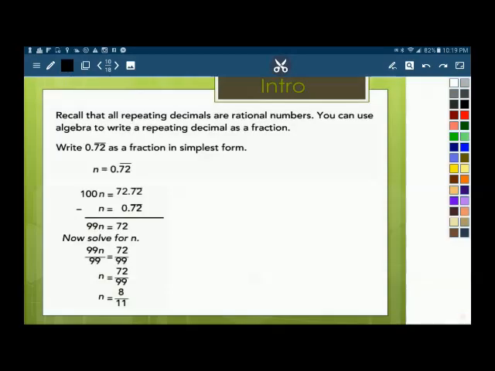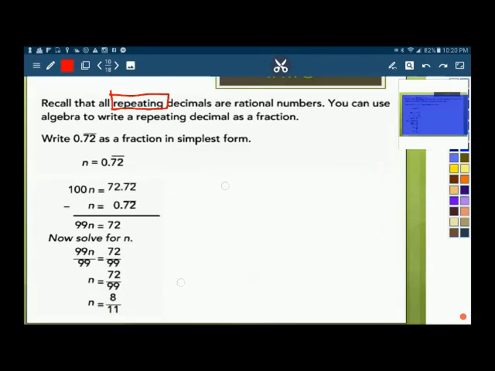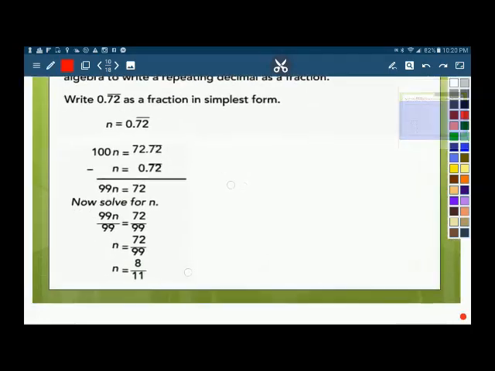Alright, so now we're getting to a little bit of a process here. The introductory for how to do example 3 is on this slide. It says recall that all repeating decimals are rational numbers. Okay, we have done long division to get repeating decimals, but how are we supposed to find a process to change those repeating decimals back into fractions to show that they are rational? You can use algebra to actually do this.